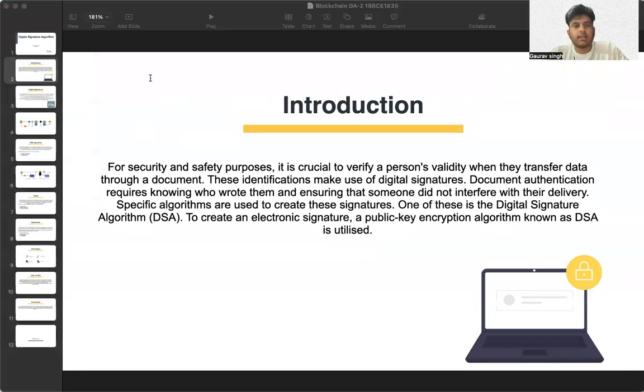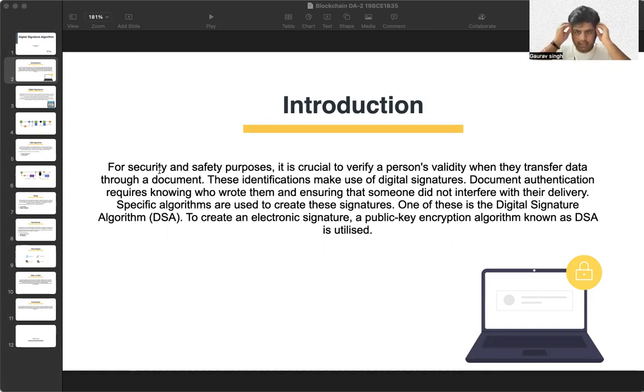So coming to the introduction part. Let's say when a person sends data through a document, it becomes very important to identify his or her authenticity for the purpose of safety and security. So digital signatures are used for this identification and authentication of the data, meaning to be aware of who created them and that they did not interfere during the transmission of the data. These signatures are created using certain algorithms, and DSA is one of these algorithms.